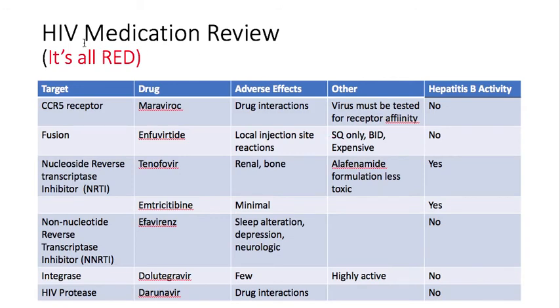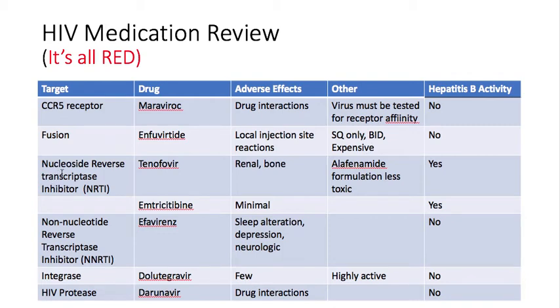What I'd like you to remember from all of this are the medications that appear below. The CCR5 receptor antagonist is maraviroc, and you must know that you have to test the virus for receptor affinity. The fusion inhibitor is enfuvirtide. It has severe local reactions, is subcutaneous, and is quite expensive.